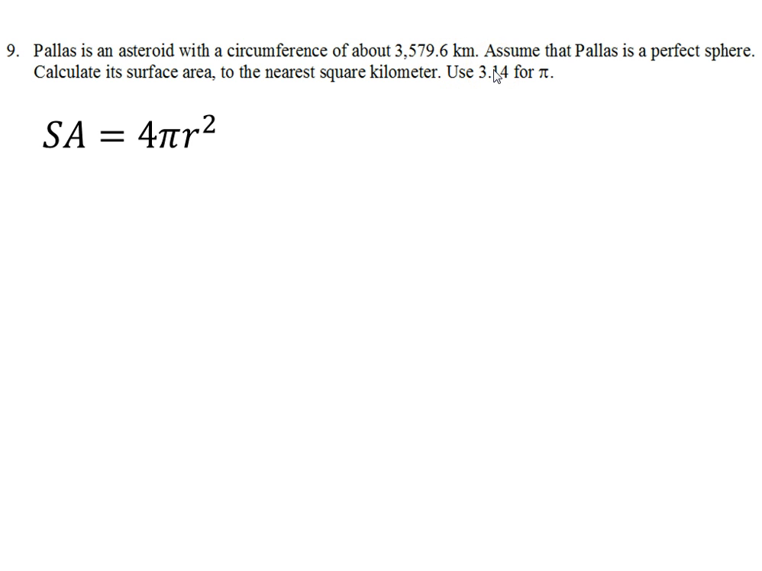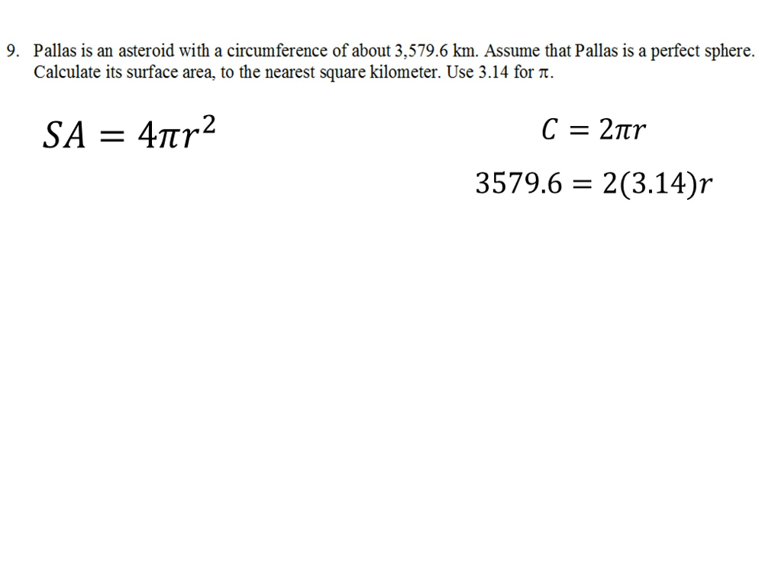They don't tell us a radius. So we must not be able to do this. Oh, we are able to do this because they tell us the circumference. And if we know the circumference of a circle, we can find the radius because the circumference of a circle is equal to 2 pi r. And I know the circumference because we're told that.